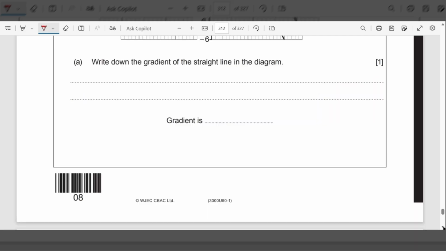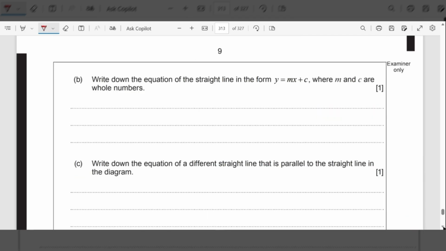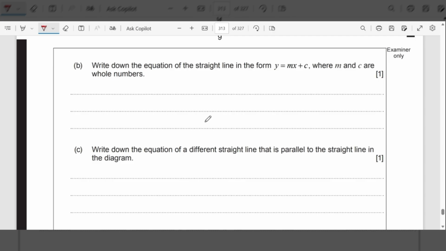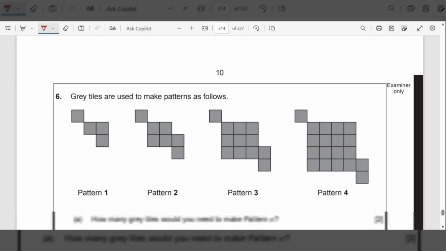I'm just trying to do this, write down the gradient first of all, and then write down the equation of the line, and write down another that's parallel. Well, as long as the gradient stays the same, they're parallel, and just stick another number in there. Whatever, any other number will do, okay? Must be a nice question, wouldn't it?